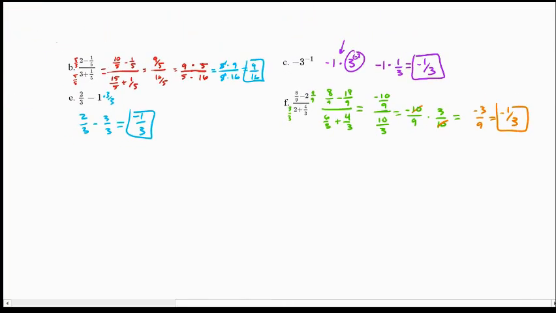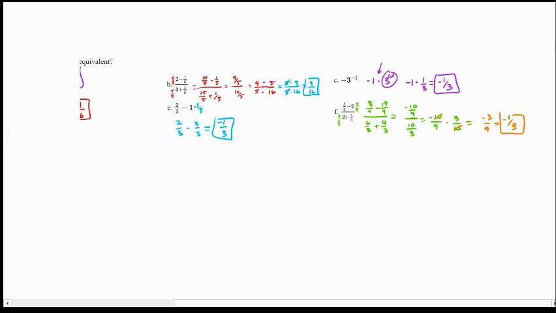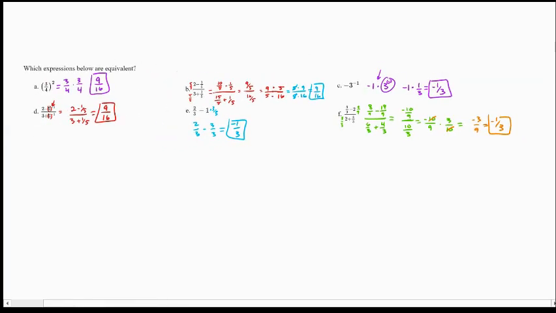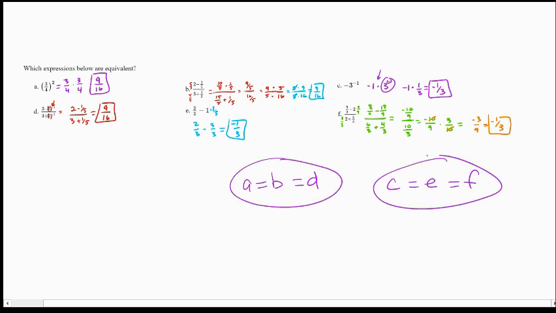So what we should see when we zoom back out to see which ones are equivalent is that A is equal to B, which is equal to D, and C is equal to E, which is equal to F. So we have these three that are all equivalent, and these three.